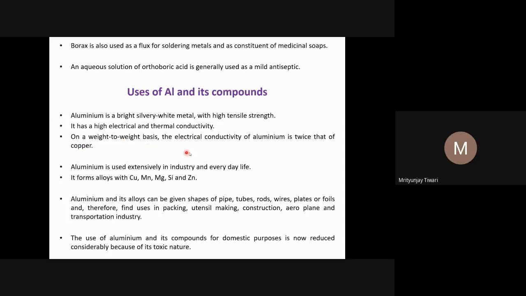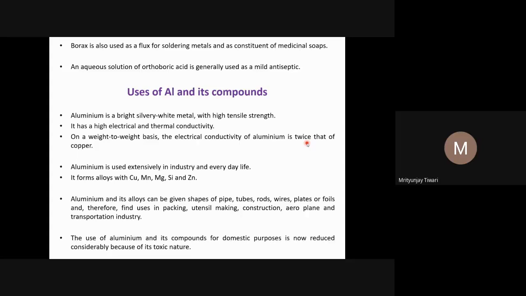On a weight to weight basis, the electrical conductivity of aluminium is twice that of copper. What does it mean? Suppose you take a wire of aluminium and copper of the same length and the same weight. Because copper has a higher density, the copper wire will be thinner and the aluminium wire will be thicker, its cross sectional area will be more.